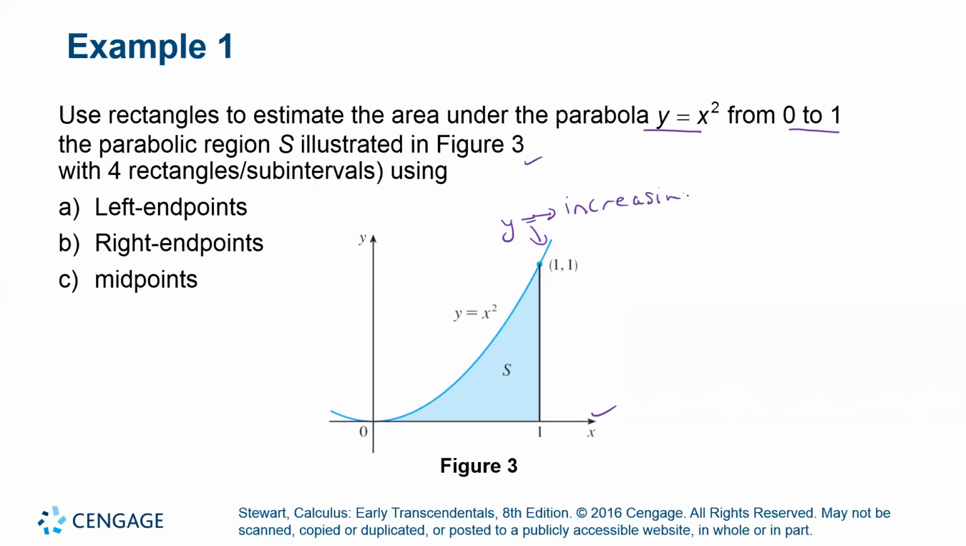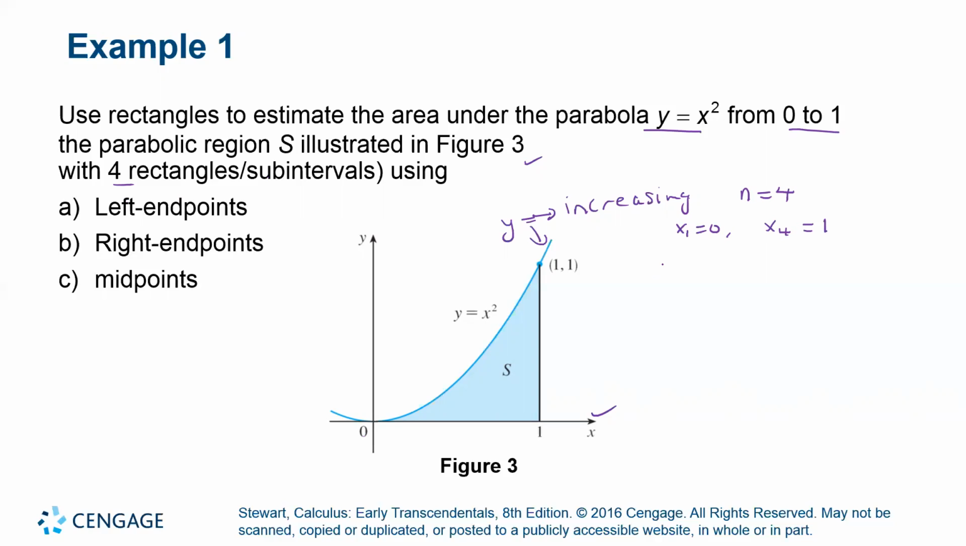Okay, it's increasing. And so we're going to partition this interval from 0 to 1, where we're going to say that x1 is 0. We're going to use 4 rectangles, so my n is equal to 4. So my x1 is 0, and then my x4 is going to be 1.